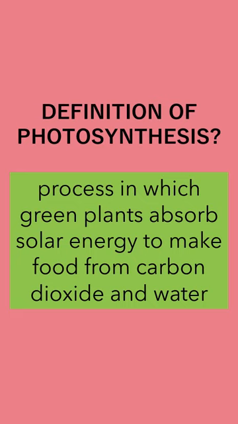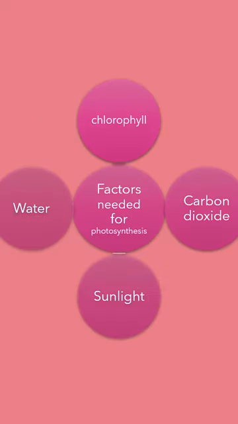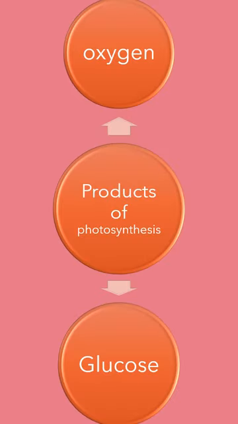Okay, first we look at the definition of photosynthesis. Photosynthesis is a process in which green plants absorb solar energy to make food from carbon dioxide and water. So, the factors needed for photosynthesis are chlorophyll, carbon dioxide, sunlight, and water. And the products of photosynthesis are oxygen and glucose.